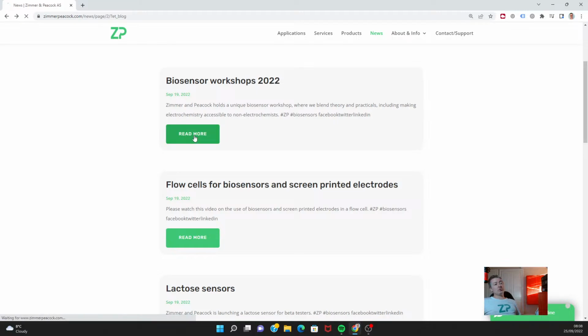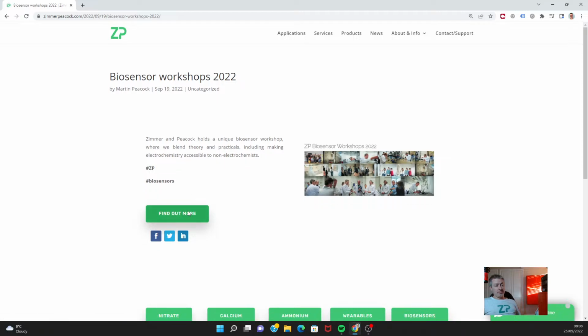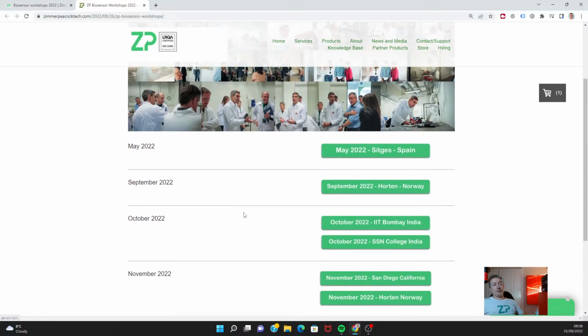Now, also, we've really, of recent, increased the number of workshops that we like to run. So if we look at the workshops that we've run so far this year, the first one was in May 2022. That was in Sitges, Spain, as part of the Biosensors Congress.